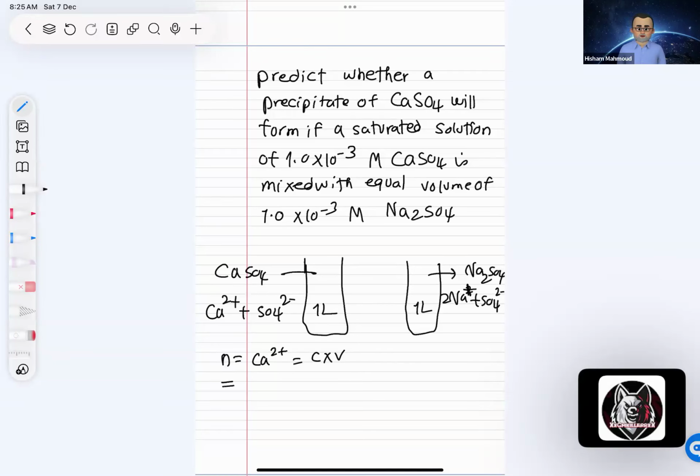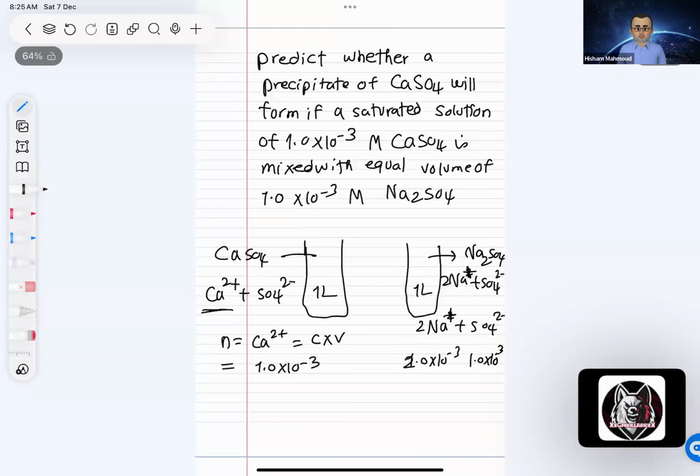What is the C, Mr.? The C is 1 multiplied by 10 to the power of negative 3. And here sodium sulfate will divide in the same way, Na plus and SO4 2 minus. So this one will become 1 multiplied by 10 to the power of negative 3, and 2 multiplied by 10 to the power of negative 3, and 1 multiplied by 10 to the power of negative 3, because the ratio is 1 to 1. Okay, so this is the number of moles of calcium, this is the number of moles of sulfate, this is the number of moles of sodium, and this is the number of moles of sulfate.